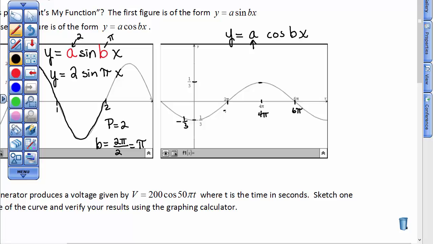So you've got to write down what the period is for this curve and calculate b, and then you can see your amplitude's got to do with this 1/3. Pause and then come back.